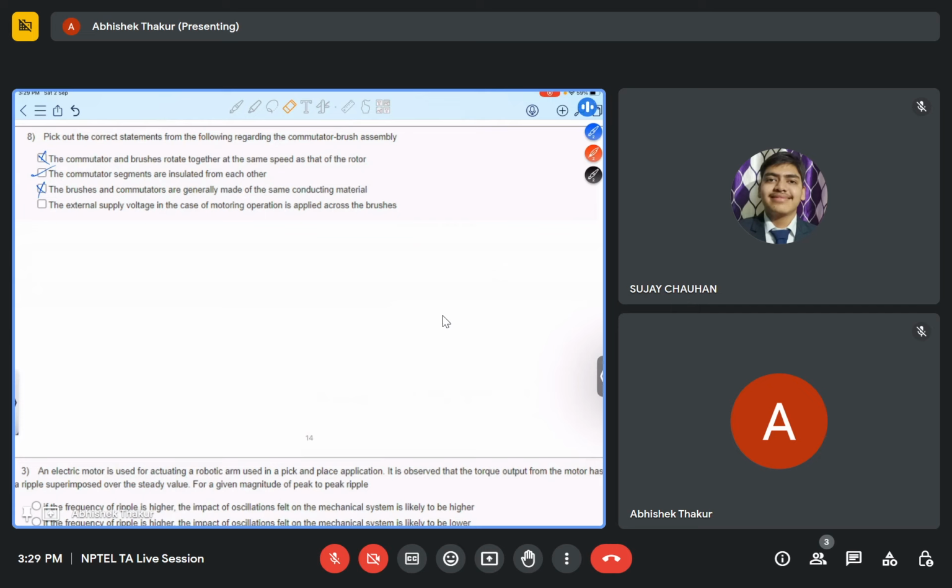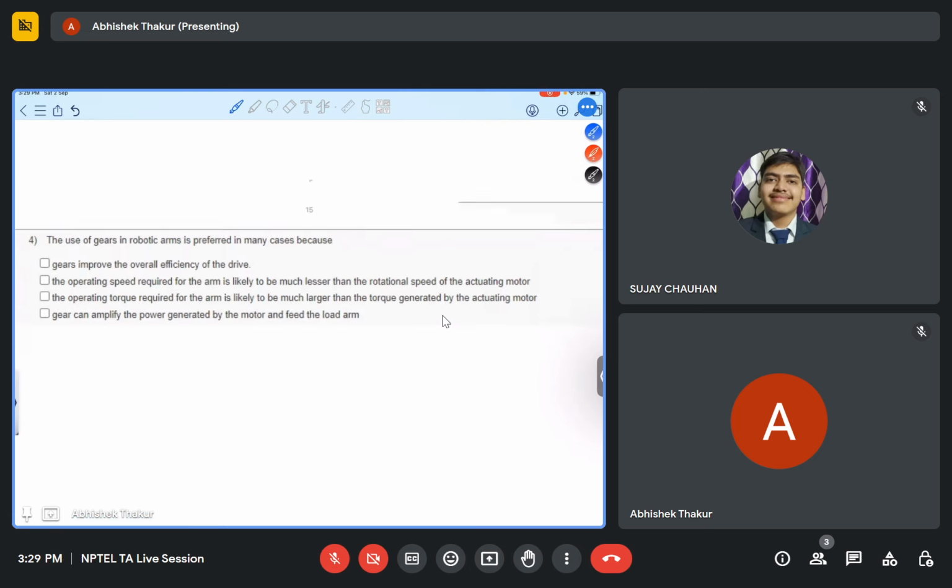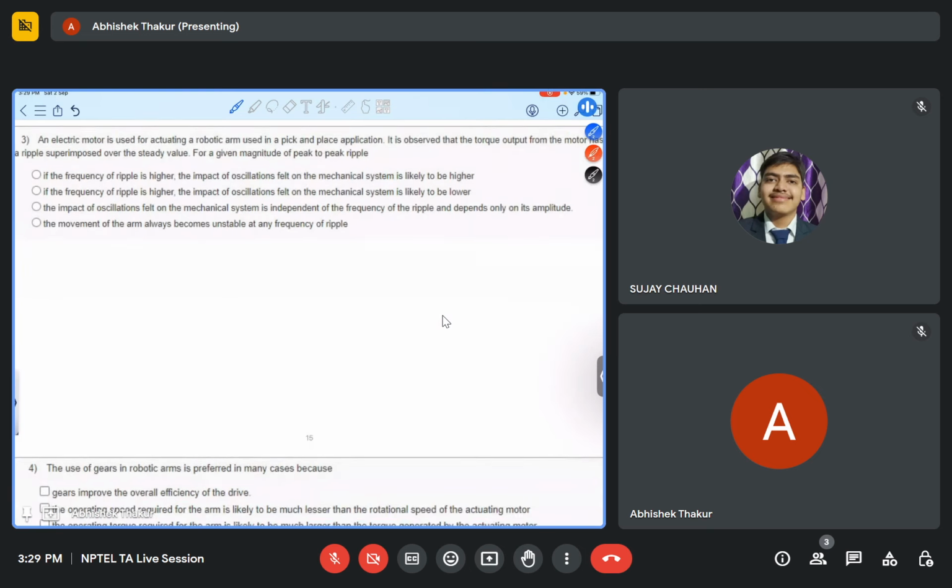So the next is: the external supply voltage in the case of motoring operation is applied across the brushes. Yes, the external power supply is applied across the brushes. So options B and D are correct here. So now we'll move on to the next question. There are the last two questions of today's session.